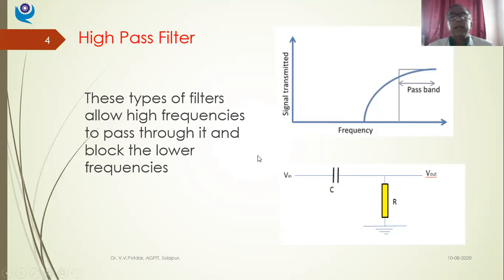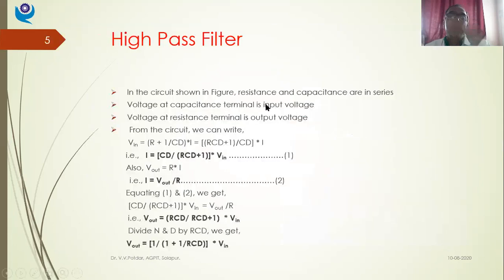Let us see the mathematical work now. You should be able to do it now. It's not difficult. What are the two parts of the circuit? In the left hand part of the circuit, current I is flowing, and in the right hand part of the circuit, the same current I is flowing. So I'll have two equations. In the circuit shown in the figure, resistance and capacitance are in series, same as the low pass filter. The voltage at the capacitance terminal is my input voltage, and the voltage at the resistance terminal is the output voltage. Now these are interchanged.